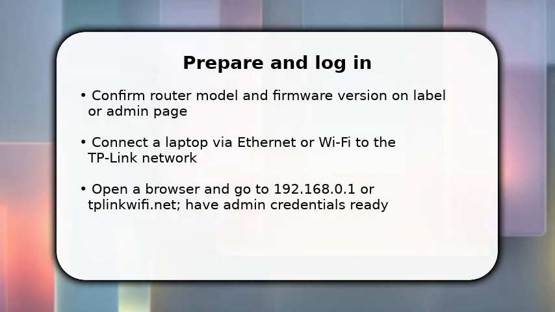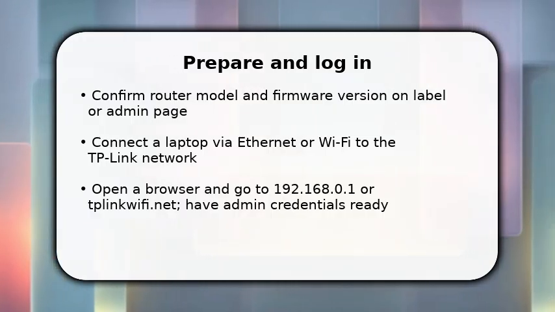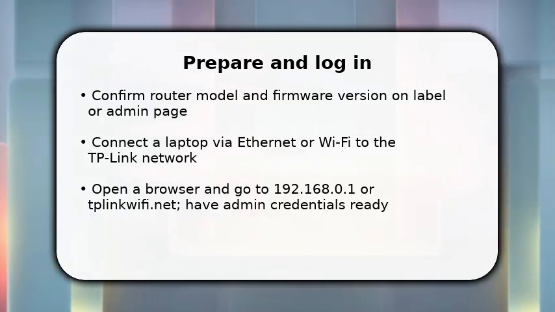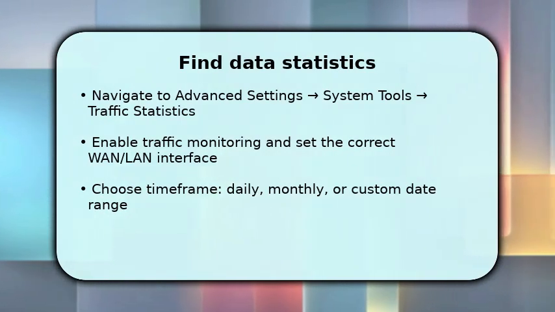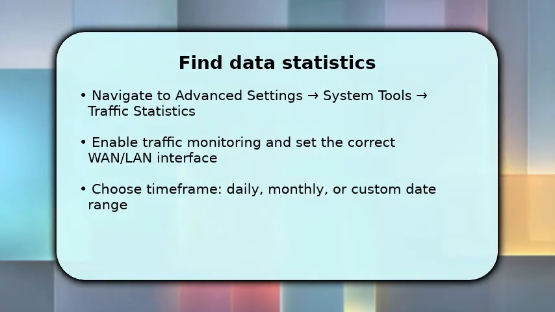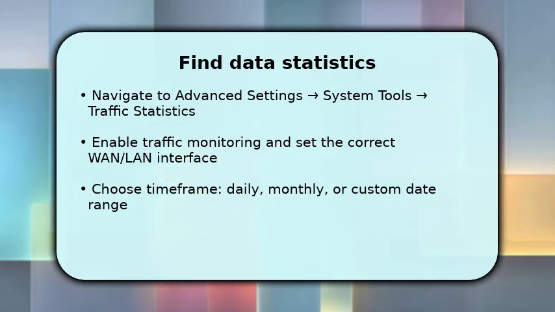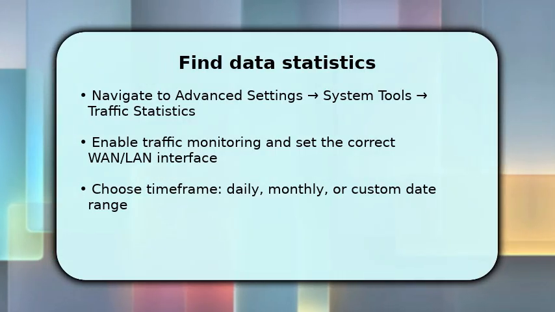This gets you into the router dashboard so you can locate traffic or statistics pages, essential for accurate data usage checks. Once logged in, go to Advanced Settings and look for System Tools or Traffic Statistics. TP-Link groups it under different tabs, so explore the menu.